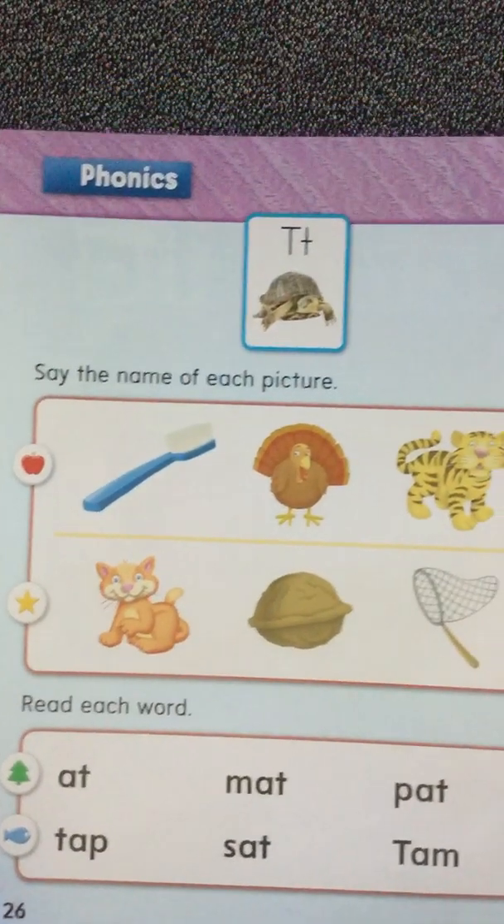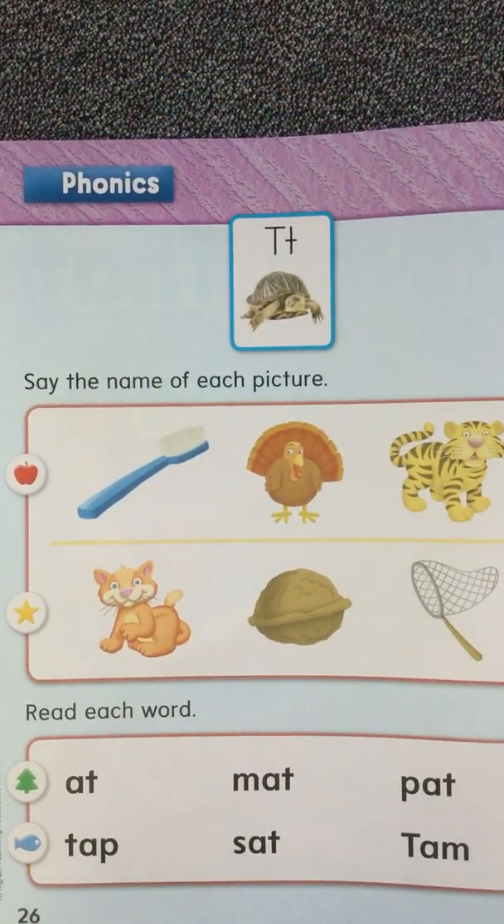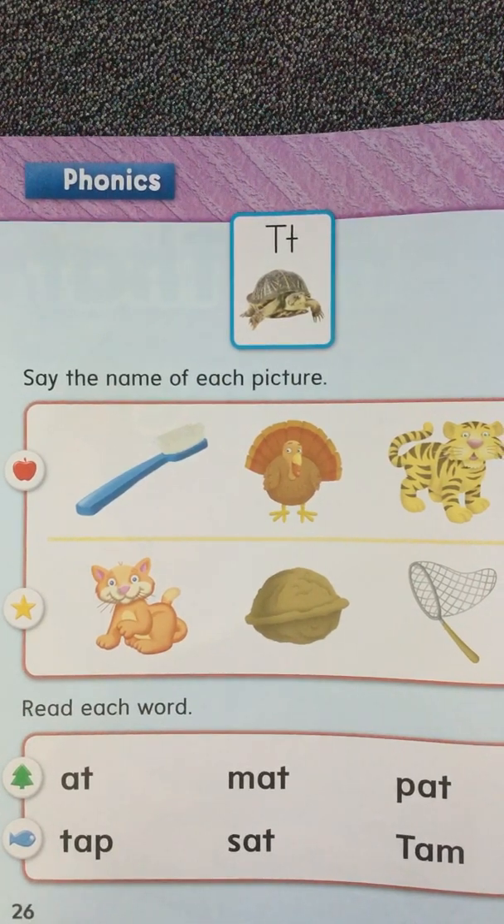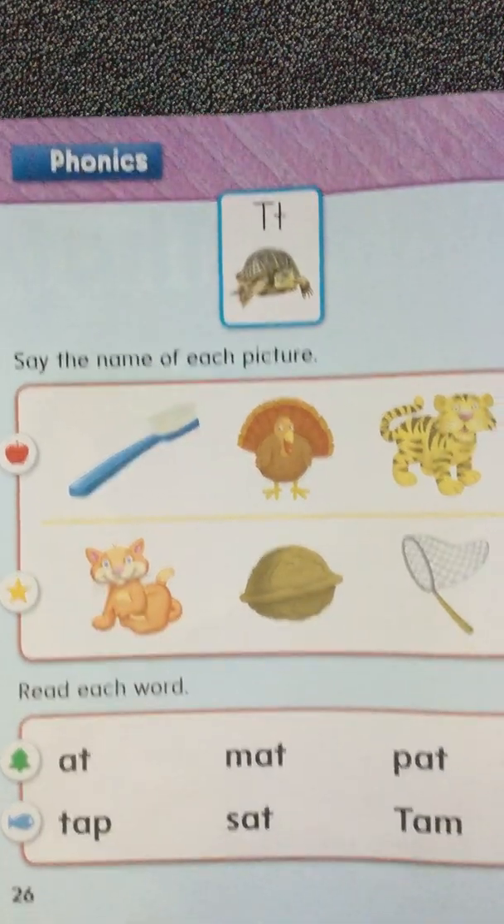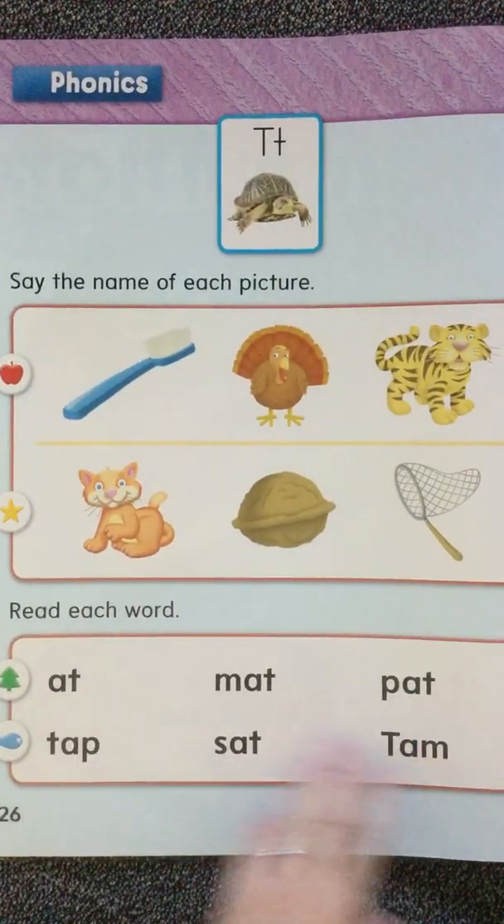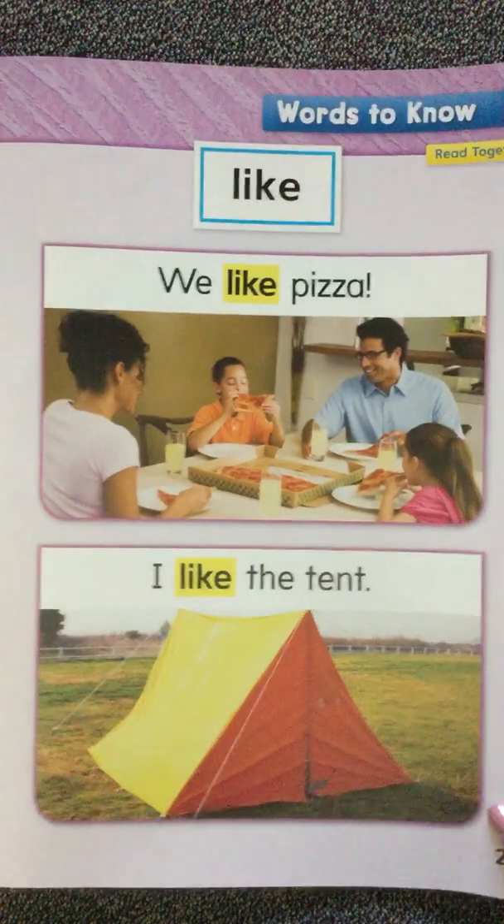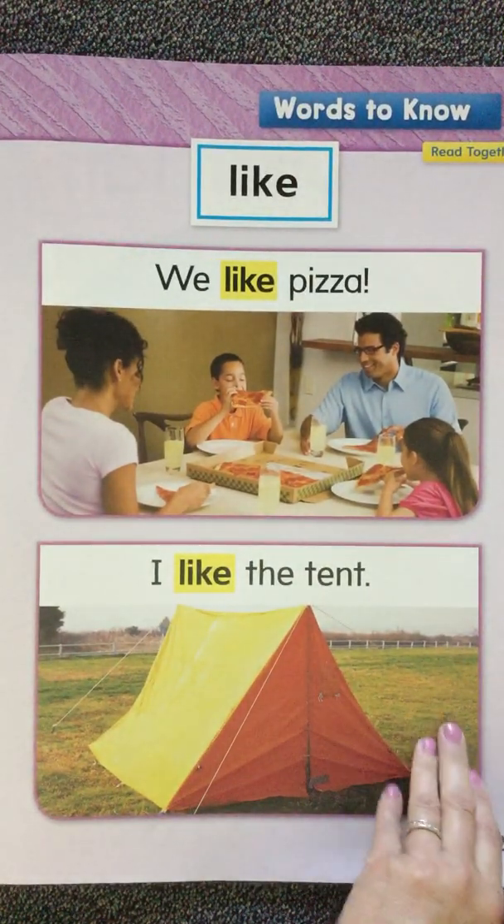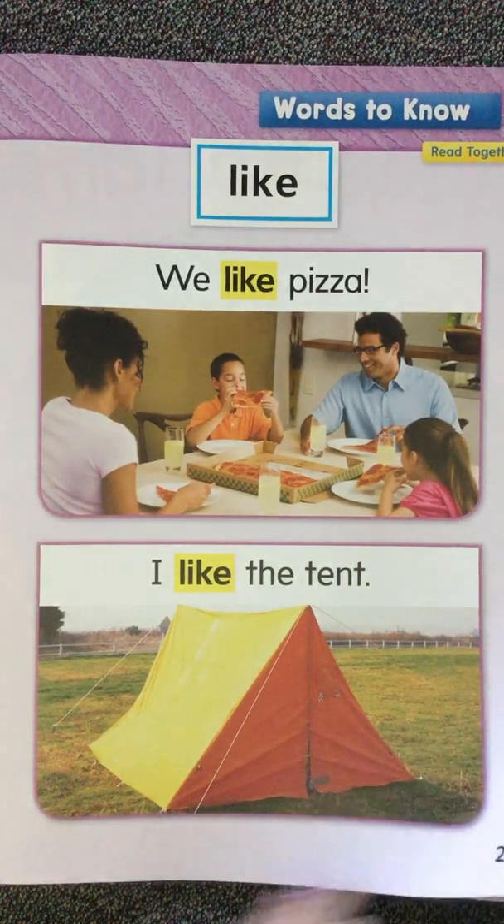On this page, you can talk about what letter? That's right, the letter T. Name the pictures and tell if you hear the t sound at the beginning or end of the word in the pictures. Then sound out the words at the bottom. Our sight word, we learned this a while ago. Draw a smile on your face. Say like, L-I-K-E, like, and then look at the pictures and read the sentences.